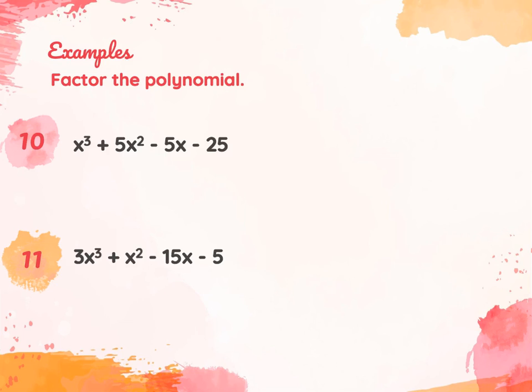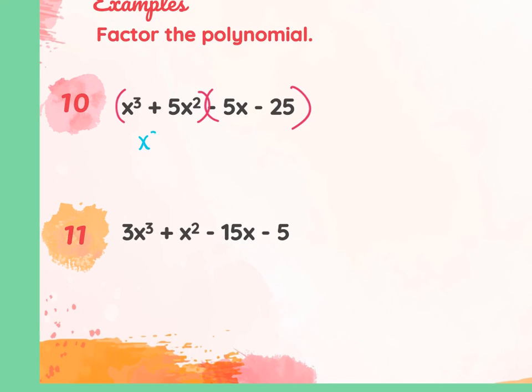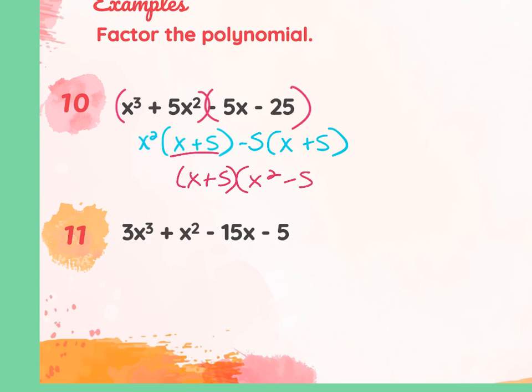All right, so the first one, I'm going to group. What can I take off of the x to the third plus 5x squared? X squared, good. And I get x plus 5. What can I take off of the negative 5x and the negative 25? Negative 5. Good, and I get x plus 5. Then, is this the same example we just did? X plus 5 and x squared minus 5. It is, right? I totally duplicated that.